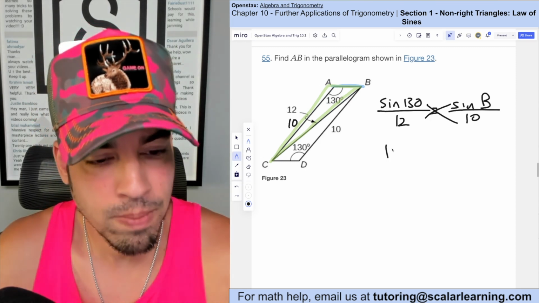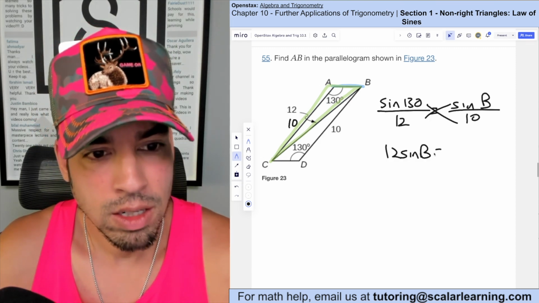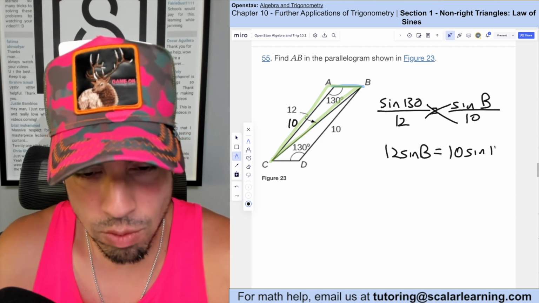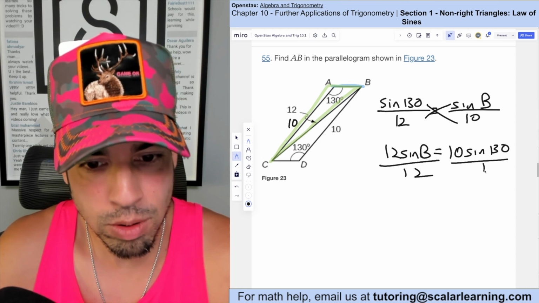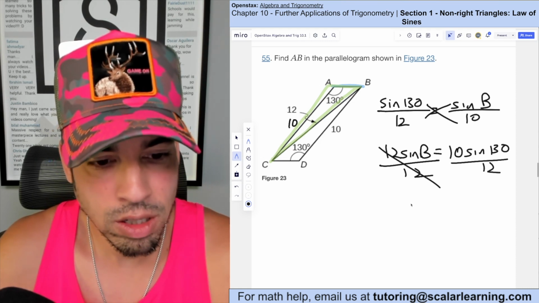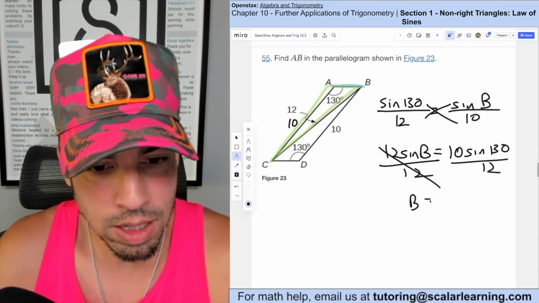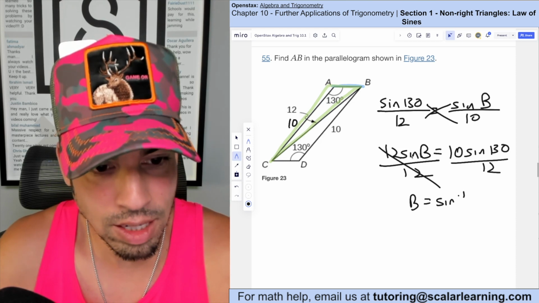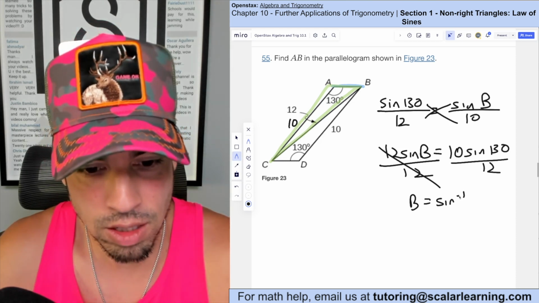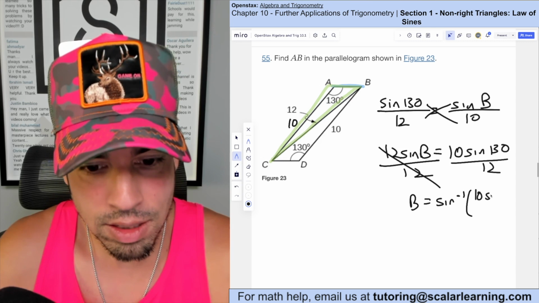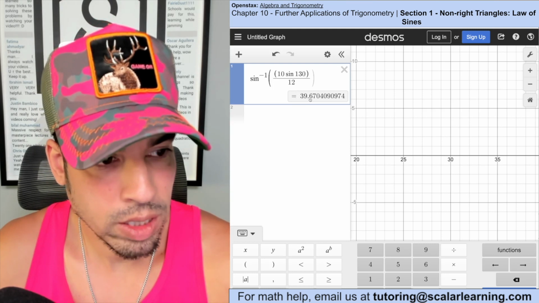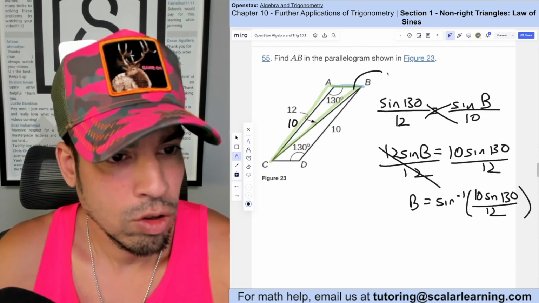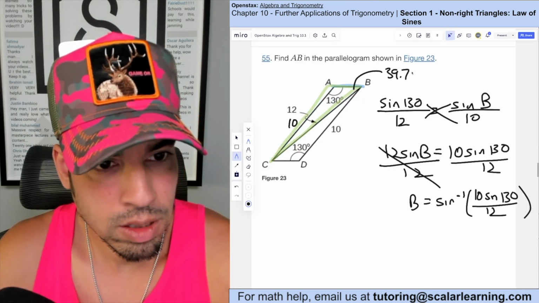So we're going to cross multiply. We got 12 sine of B is equal to 10 sine of 130. Then we're going to divide both sides by 12, like so, boom, boom. And then we have to take arc sine of that side. So we've got B is equal to arc sine, because that's how we get rid of the sine. Do the opposite of sine. That's arc sine of 10 sine 130 over 12. So let's plug that into Desmos. And we get 39.7 rounded to the nearest 10th. So B is 39.7 degrees.